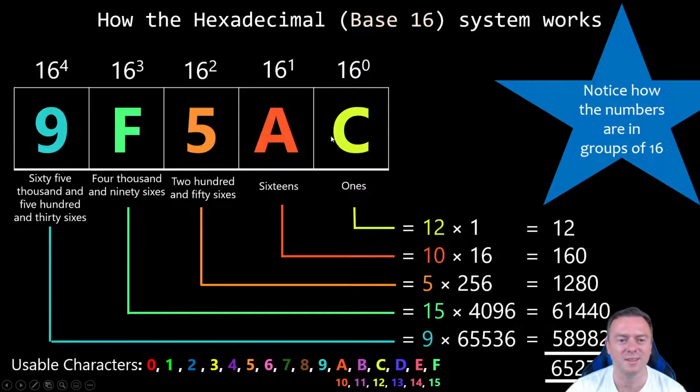You should notice that these numbers represent exactly the same quantity, but the way we represent it is compressed, because we have more characters to play with, like A, B, C, D, E and F. And it's also useful, like we talked about, with memory addresses.